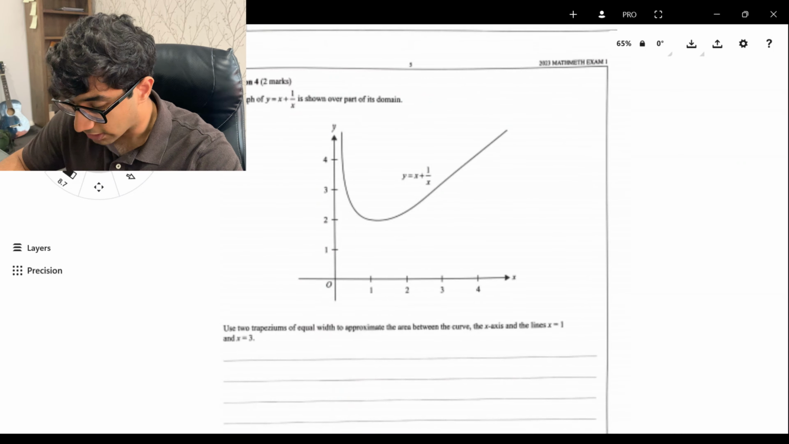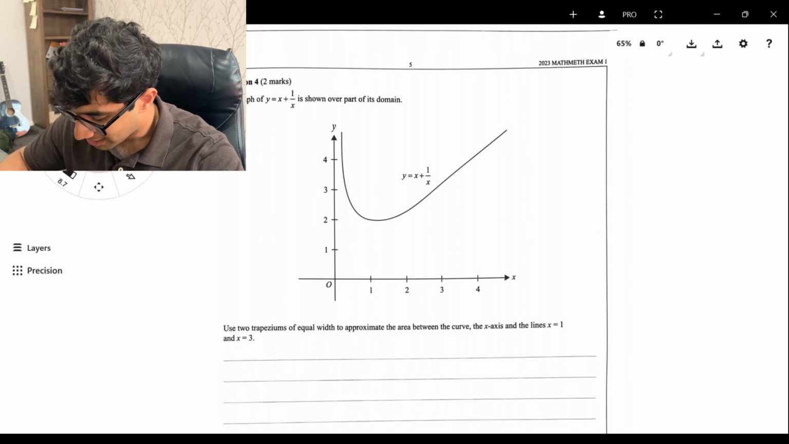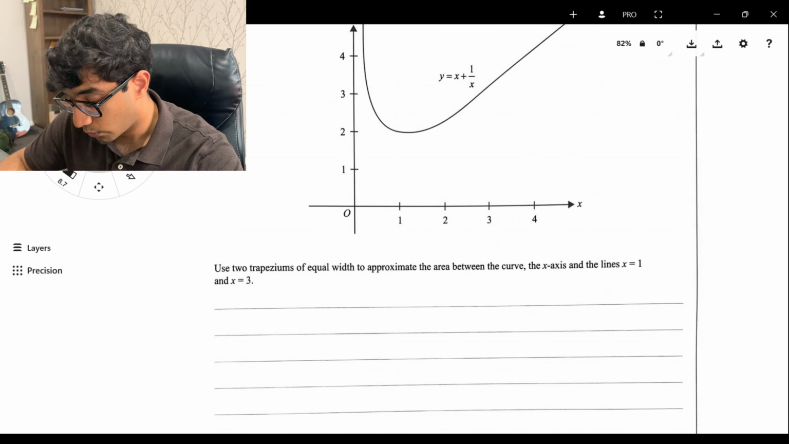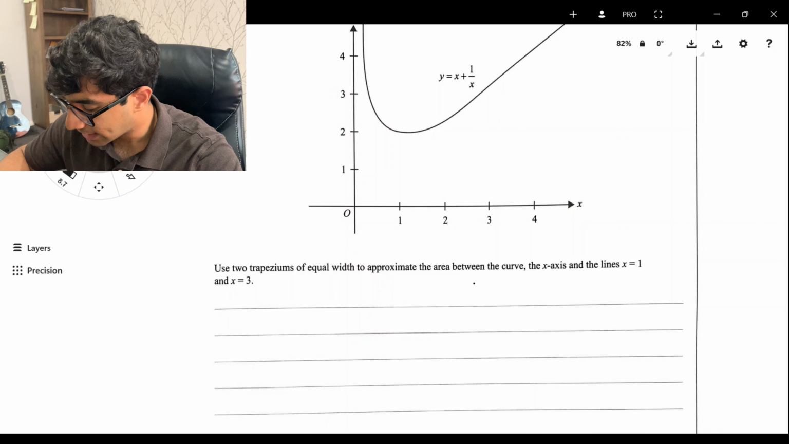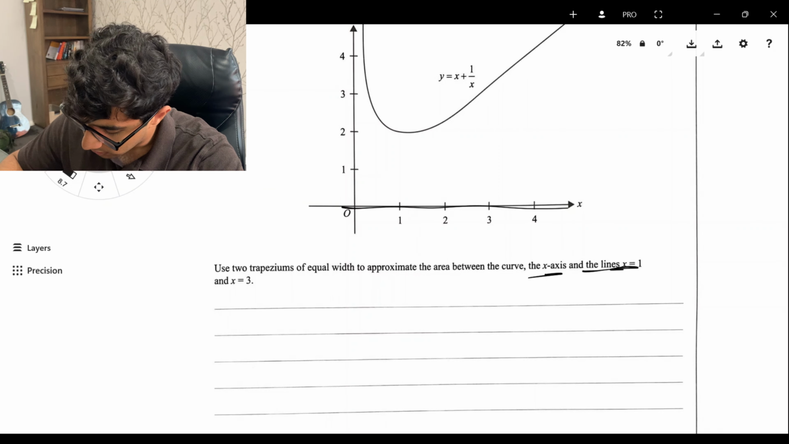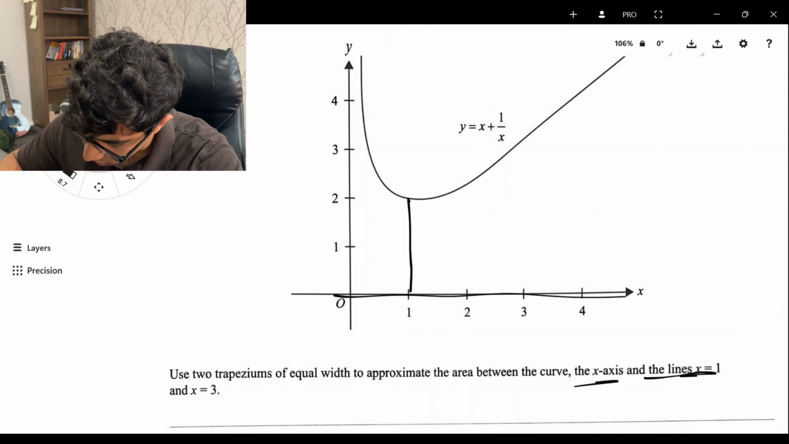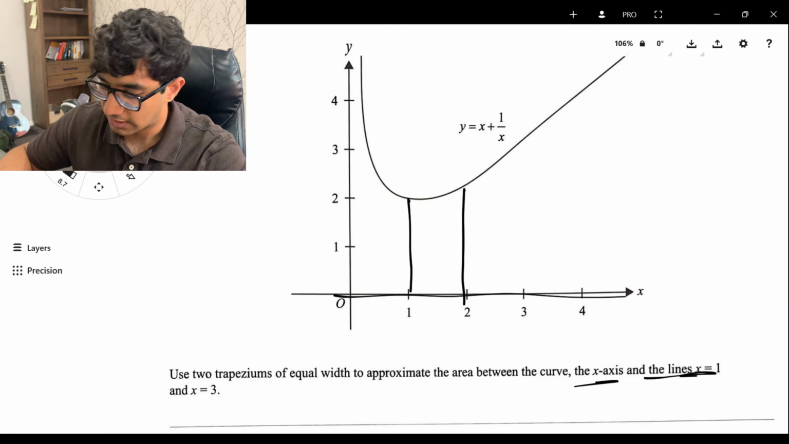Next question, question 4. So the graph of that thing is shown over part of its domain. Use two trapeziums of equal width to approximate the area between the curve, the x-axis, and the lines x equals 1 and x equals 3. So here's our first trapezium, because we're just finding the area below the curve. That's what they're saying, right?